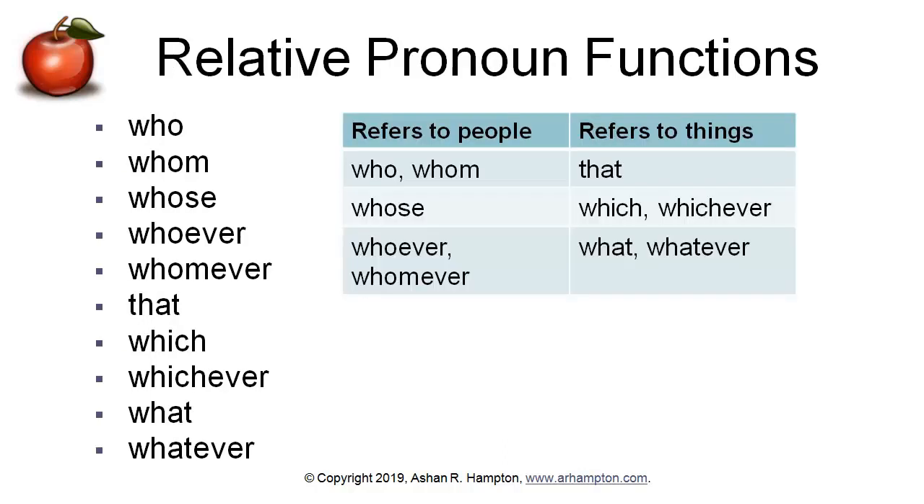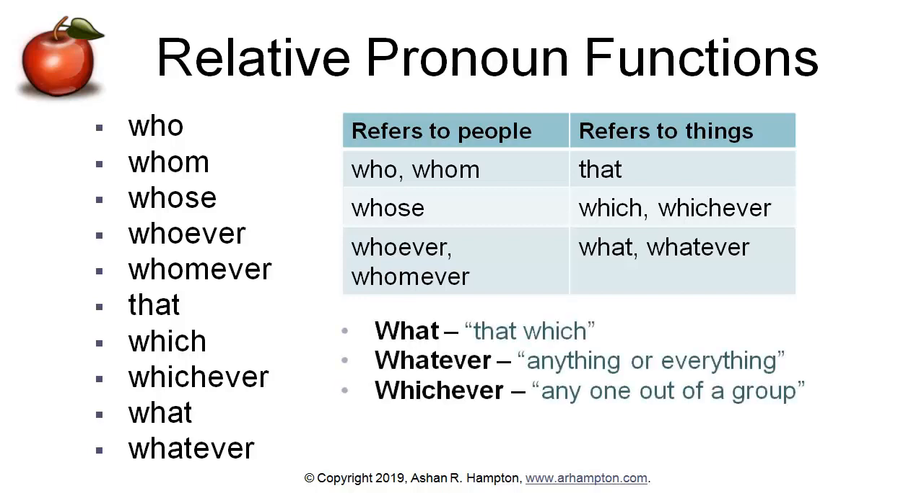So let's talk about some functions of relative pronouns. This is important because some people get confused on when to use who or that. So here are all of the relative pronouns that refer to people: who, whom, whose, whoever, whomever. And these are all of the relative pronouns that refer to things: that, which, whichever, what, whatever.